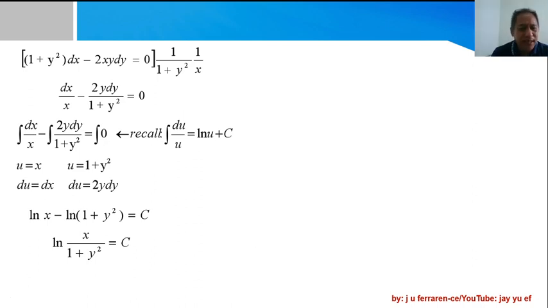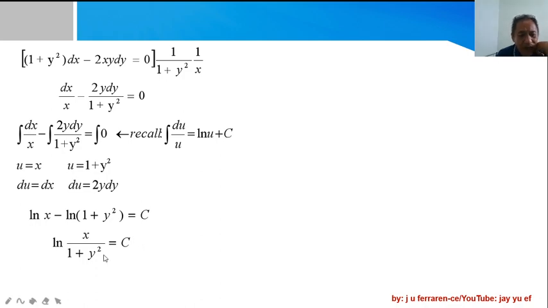Now, in the presence of an arbitrary constant, the solution can be classified as a general solution. Now, if we notice also, we have two logarithmic terms. And if these are two logarithmic terms, we have a property of logarithm where we can write it as a difference, so we can have a ratio of x over 1 plus y squared. So, I have a logarithmic term and this is c.